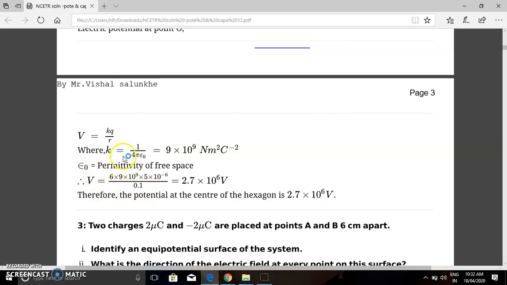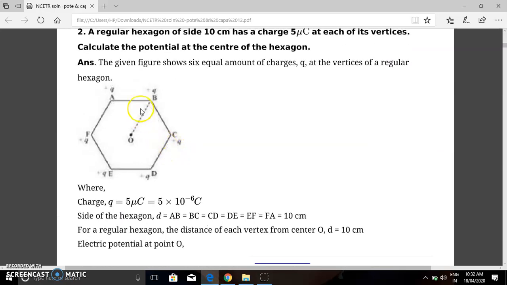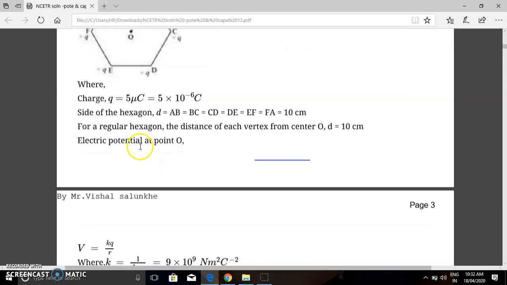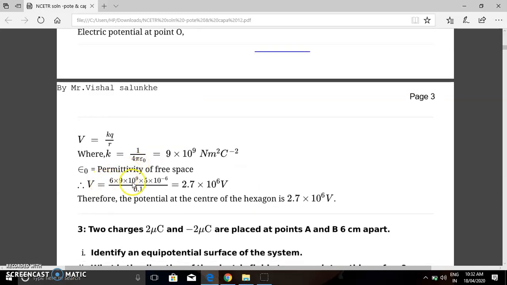So K is nothing but 9 into 10 raised to 9, into this charge 5 into 10 raised to 6 divided by 0.1. But don't forget, my dear student, this point charge is 6 times, that is 6 charges are there, A, B, C, D, E, F. So we have to multiply by 6 over here.